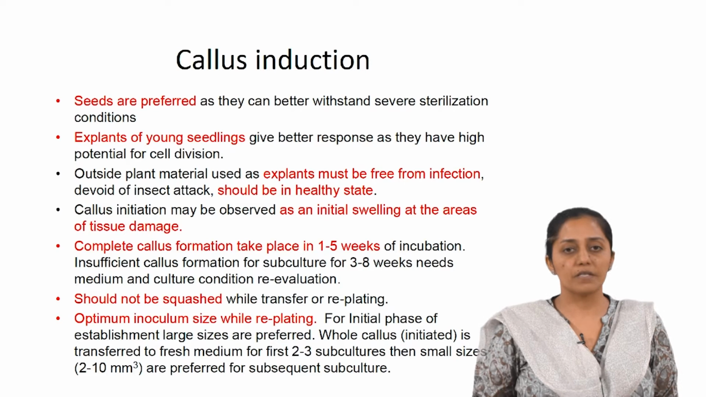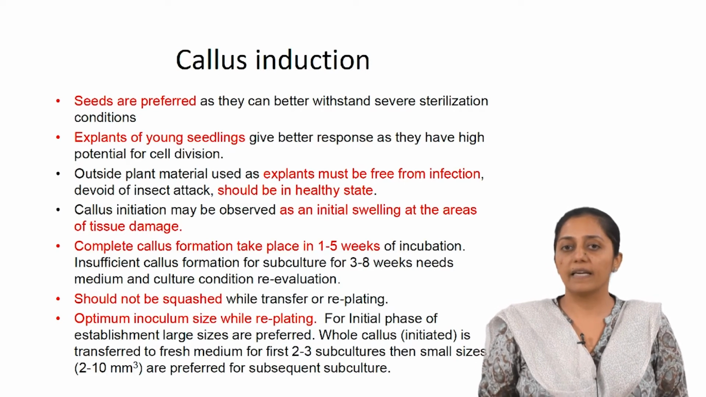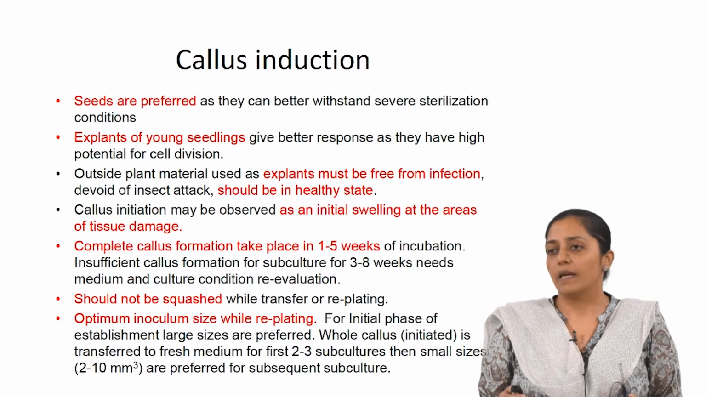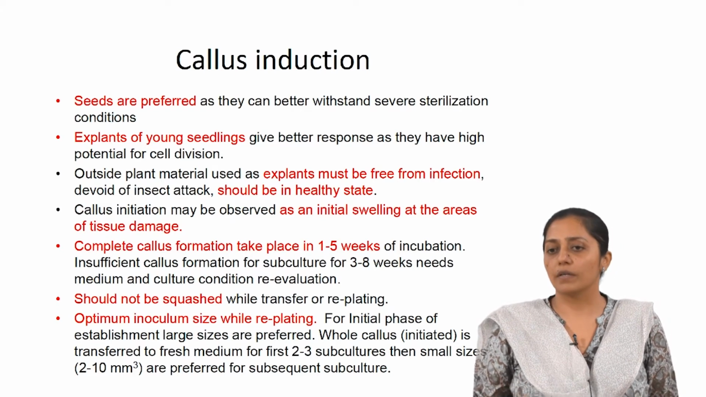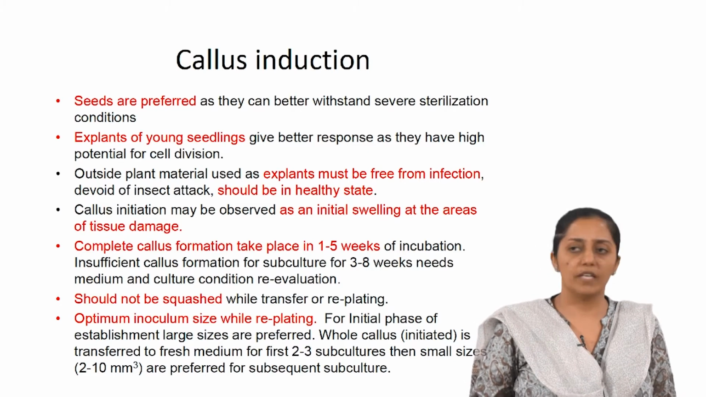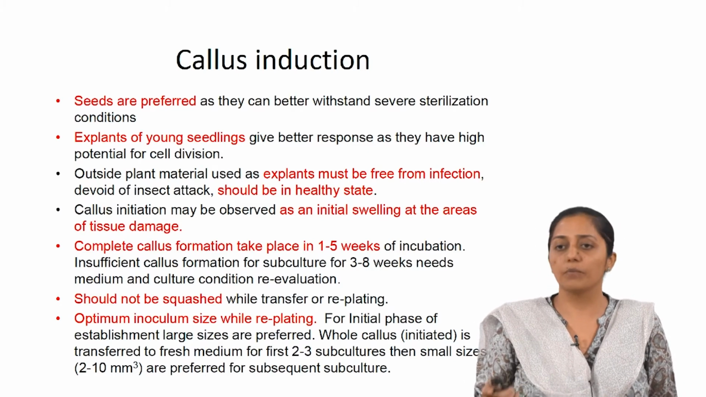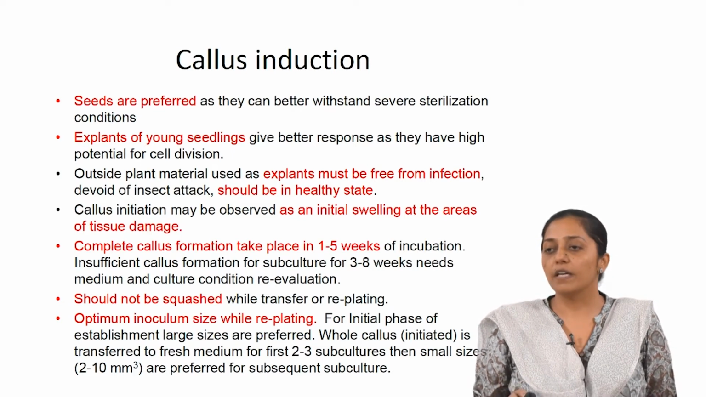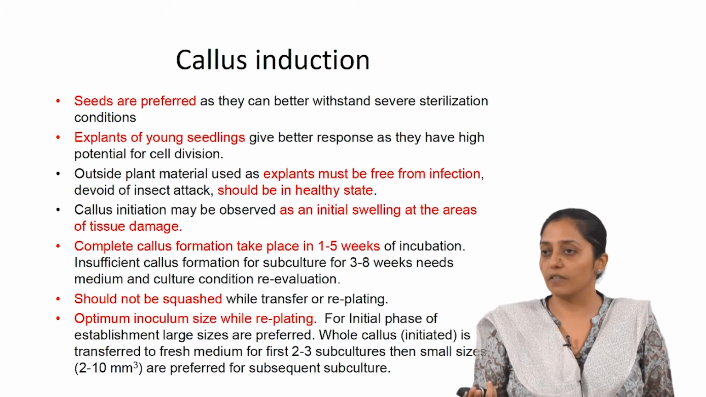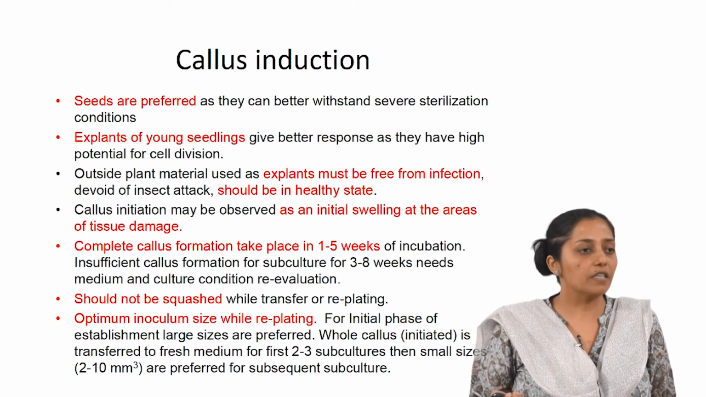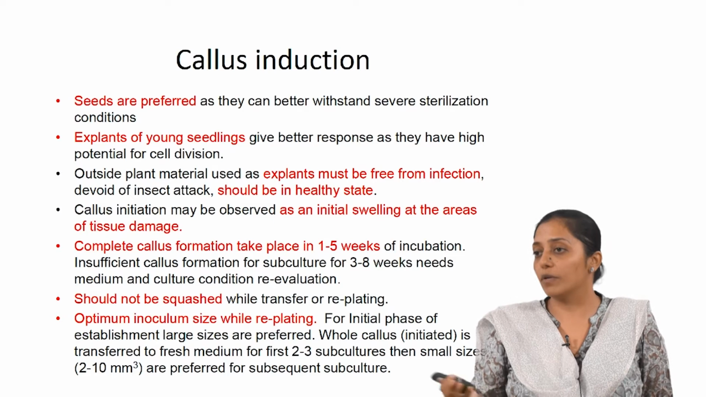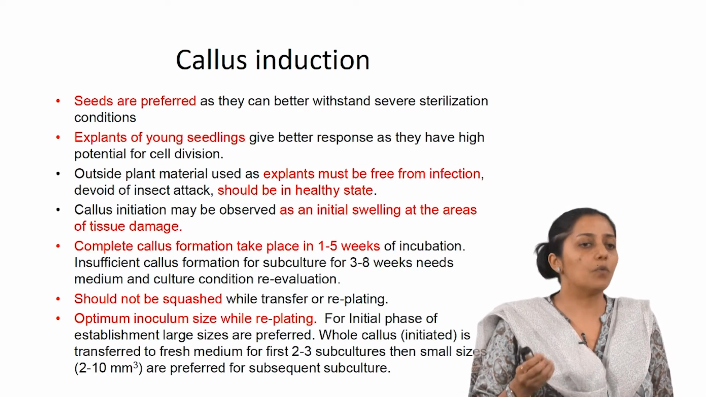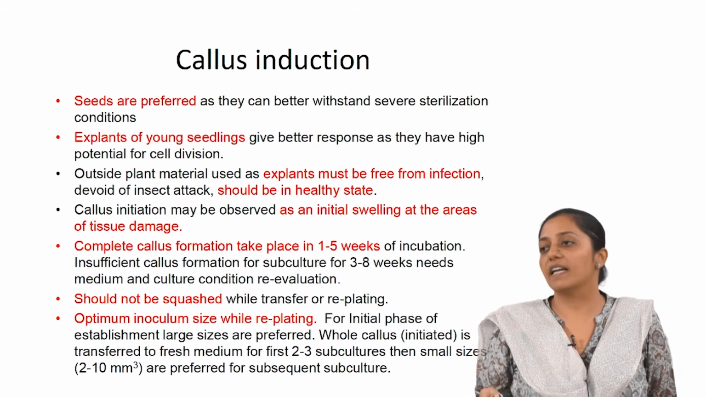Now, for callus induction, seeds are preferred as they can withstand severe sterilization conditions. So, I would still say it depends on the kind of culture you would like to establish. Even if you see the books, different books say different things, but it is very species specific. Generally, depending on the objective of your study, if the objective is to produce a particular phytochemical from that cell using plant cell cultivation, then in the end what do you need? You need a very high yielding cell line.